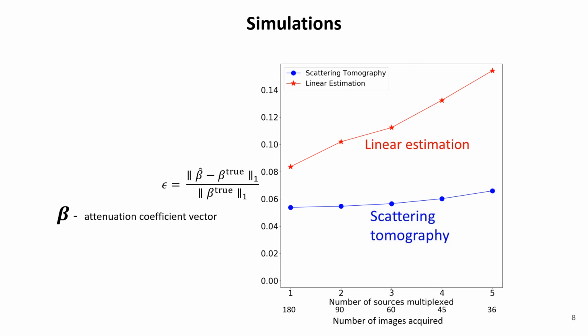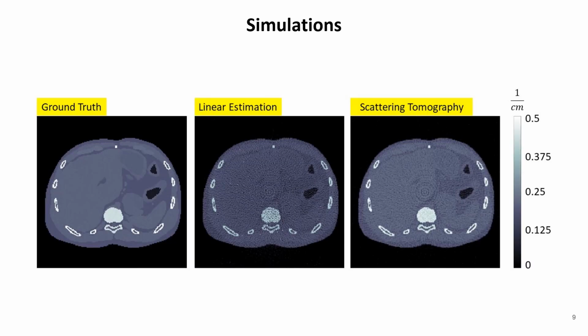The same conclusion arises when looking at the local error term epsilon. There is an increasing error in the linear estimation due to scatter. After the scattering tomography, 80% reduction in the acquisition time with similar results. We can see the reconstruction of linear and scattering tomography of a cross-section of the 3D medium when irradiated by 5 sources simultaneously.